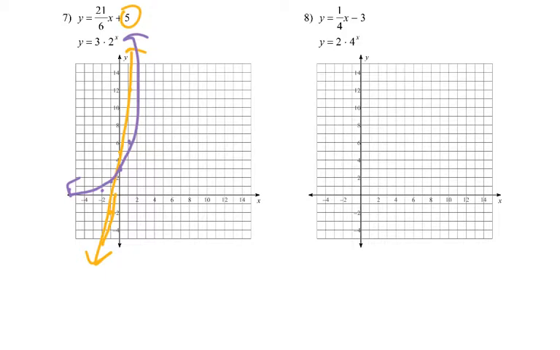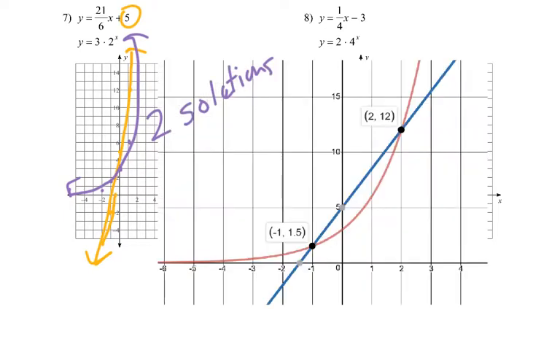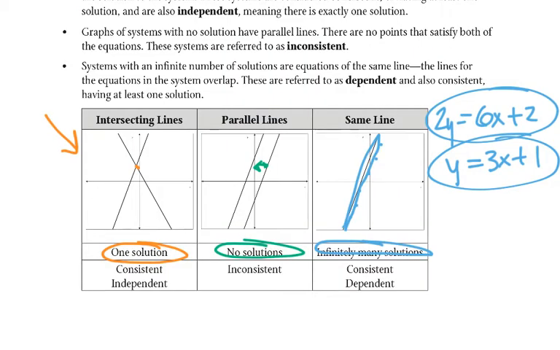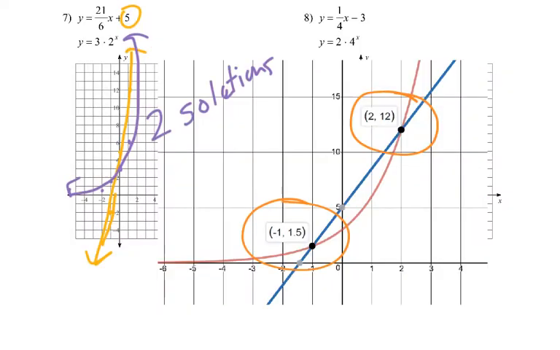Okay. So if we look at number 8, we can see that it's going to cross twice. There's going to be 2 solutions. And this is where technology is very helpful, okay? Because we can see that at 2 and at negative 1, 1.5, we're going to have 2 solutions, okay? Which I know on our notes we didn't have that option, did we? Okay, because this is just for 2 linears. But if we have a linear and exponential, we can have more options, okay?